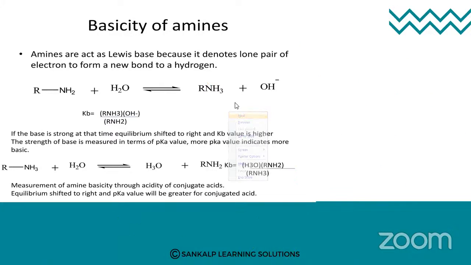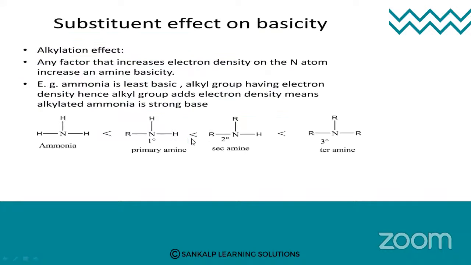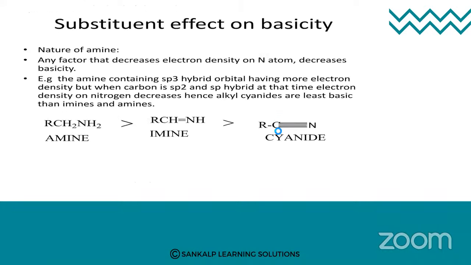Next we are going to see the structures. You can see different amines and their pKb values, not pKa, of their conjugate acids. This is diethylamine, dimethylamine. These are the different values. Let us go for the next one.